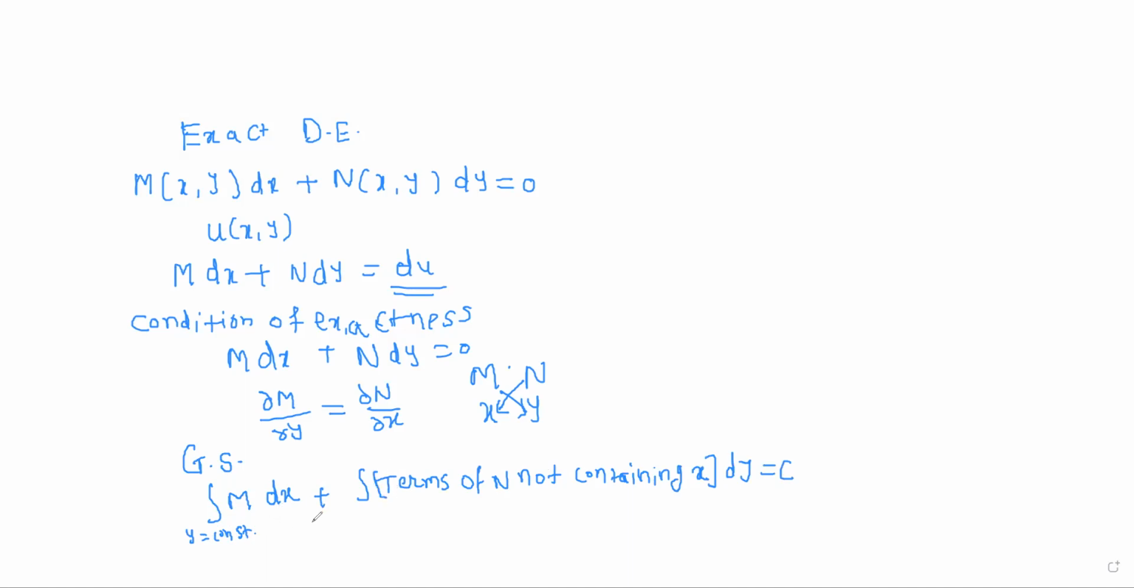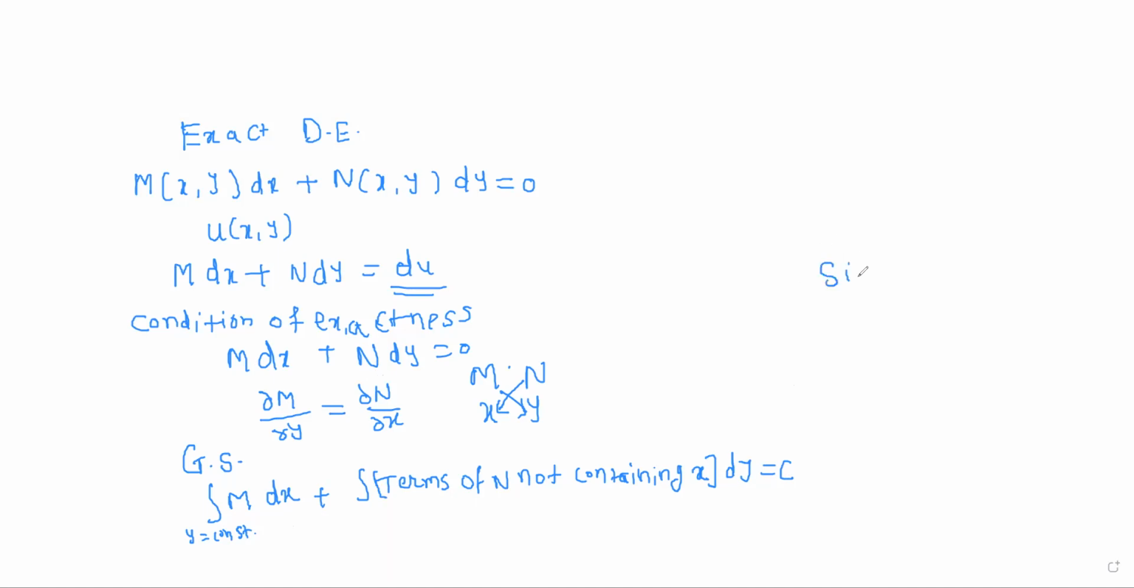See how this formula will work. So the general solution is nothing but the integration of M dx. We know that M is nothing but the coefficient of this dx. And you have to take the integration of terms of N which are without x. So we'll avoid the terms which are with x and take its integration with respect to y, and it is equal to c.